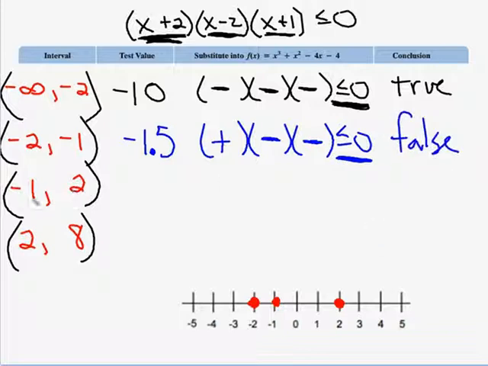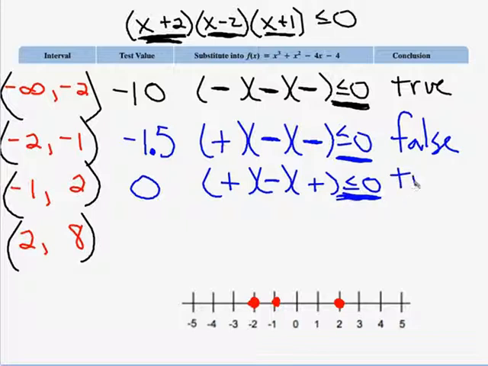Okay, between negative 1 and 2, a great number hidden in there is 0. If I plug 0 into each of those factors above, 0 plus 2 is positive, 0 minus 2 is negative, and 0 plus 1 is positive. Two positives multiply to a positive, times a negative is negative. Are negative numbers less than 0? Yes, that is true. All right, last one.